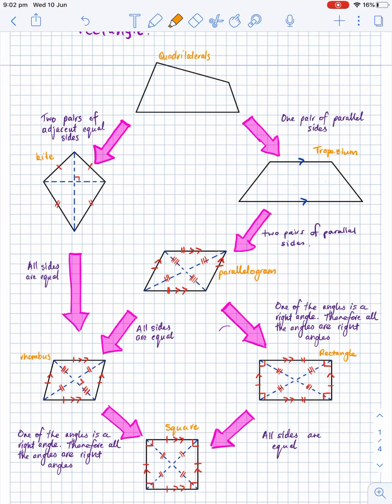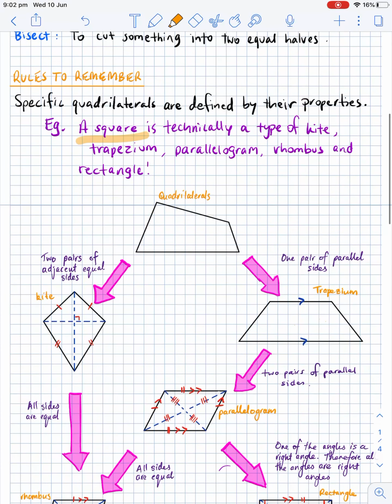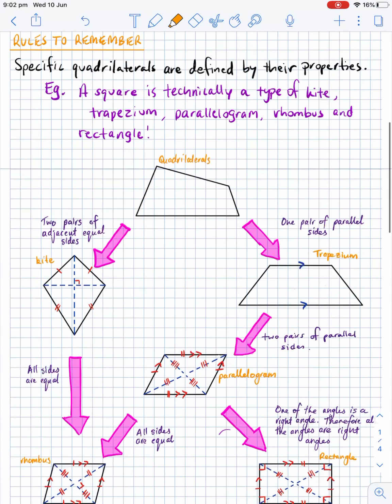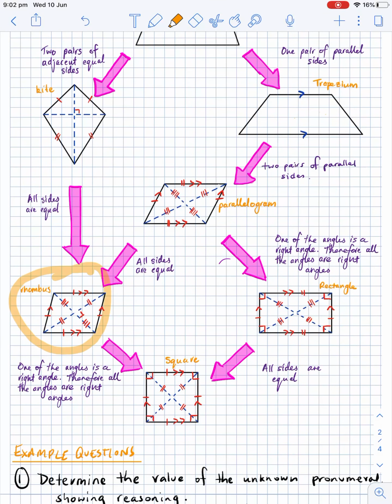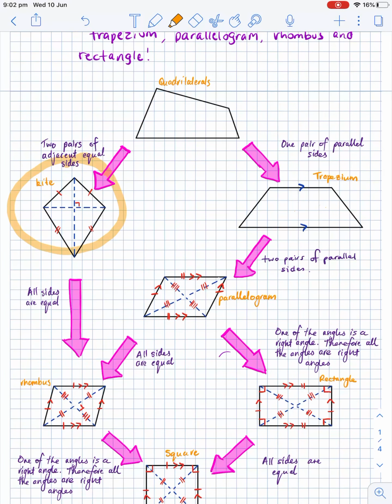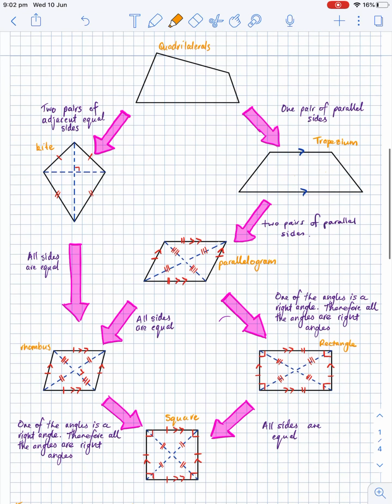And these pictures do help you out as well. So for example, a square is all the way down the bottom. A square is technically a type of rhombus, a type of rectangle, a type of parallelogram. If I work my way up, it's a type of kite, it's a type of trapezium, it's a type of quadrilateral, because a square actually follows all these sorts of properties, if that makes sense.